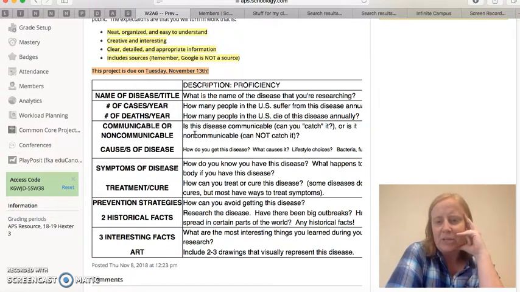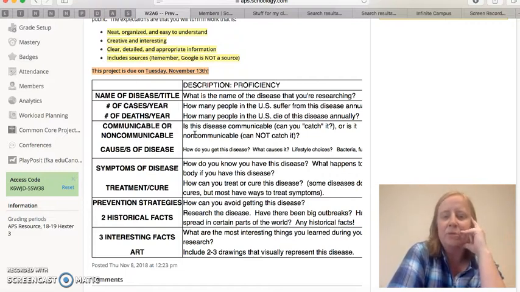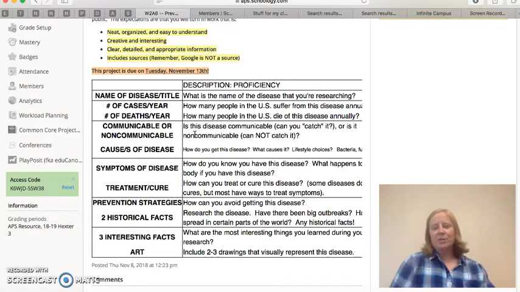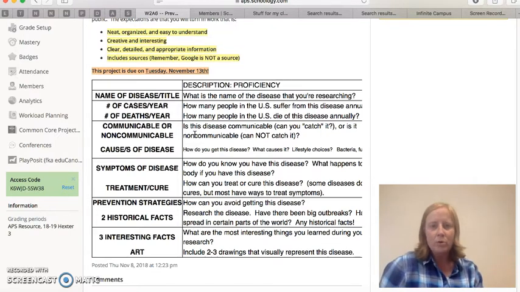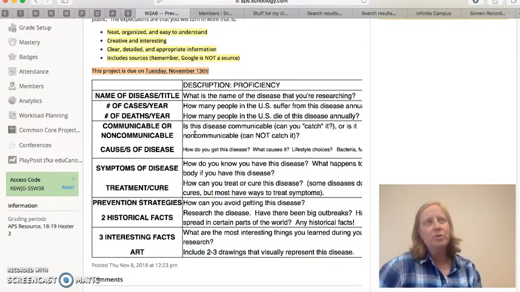Causes of the disease would be things like, is it smoking? Is it caused by a lack of exercise? Is it caused by exposure to some sort of pollutant? Be really specific. Symptoms. How do I know I have it? Like if I go to the doctor because I'm not feeling well, what is the doctor going to be looking for? What are the symptoms of this disease? And then what are the treatments or cures?